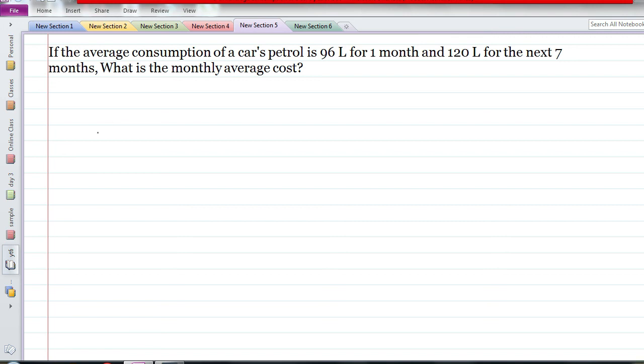This is a question of combined average problem, or we say average consumption in this case. We have to use the combined average formula: A is equal to (N1A1 plus N2A2) divided by (N1 plus N2). This is the formula we'll be using here. A is the overall average. N1 and N2 are the number of values in the first and second group. A1 and A2 are the averages for the first and second group. Using this formula, you can find out the overall average.